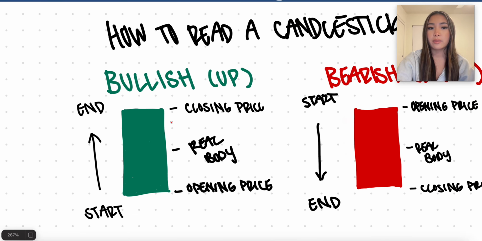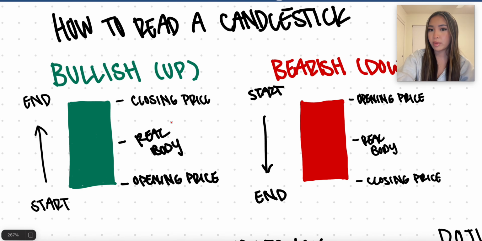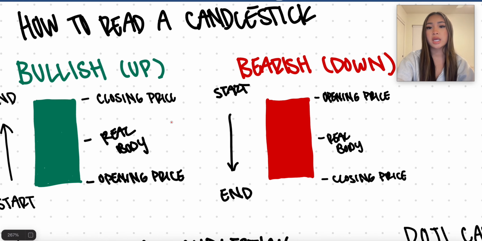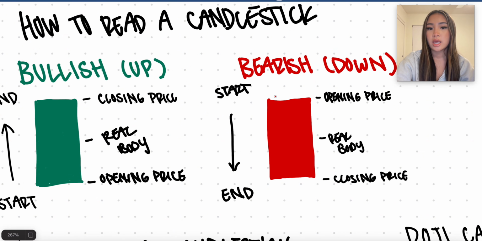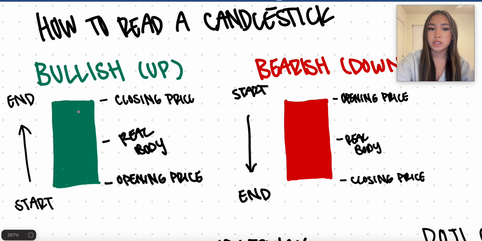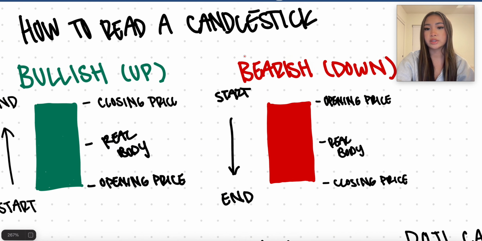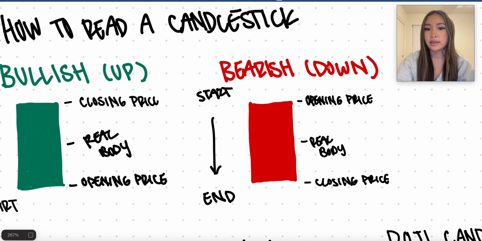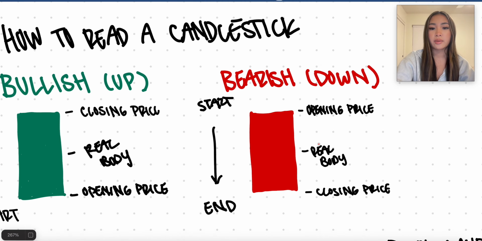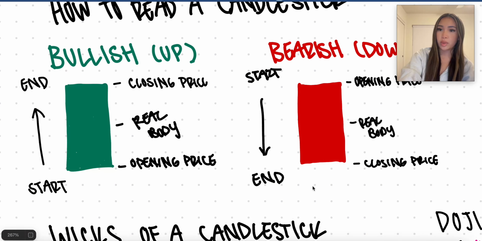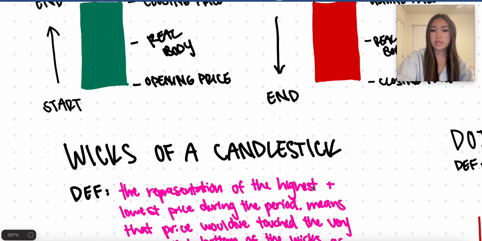Once again, bullish is upward movement, bearish is downward movement. So in a bullish candlestick, it's going to open from the bottom, close at the top. In a bearish movement, it's going to open at the top and close at the bottom. But more than just the body, we have the wick of a candlestick.